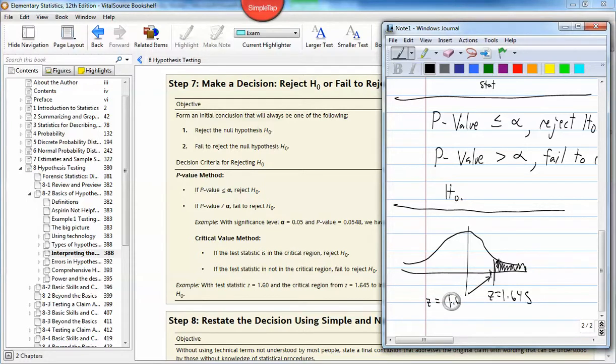If the z-score is actually in the critical region, like say the z-score would have been 1.7, then 1.7 would definitely be in this area because that's greater than 1.645. So you would reject H sub O.